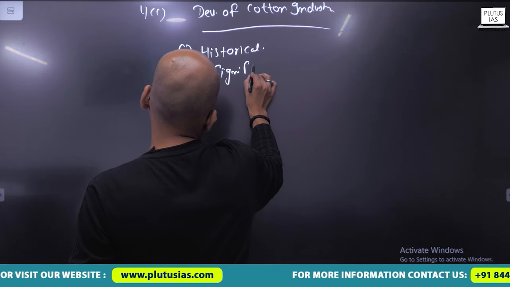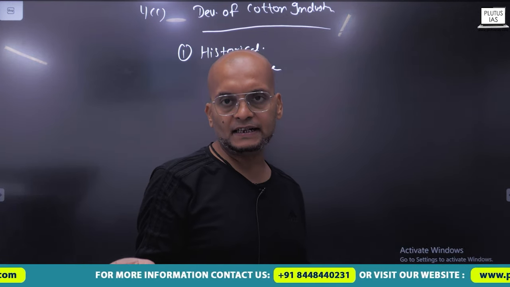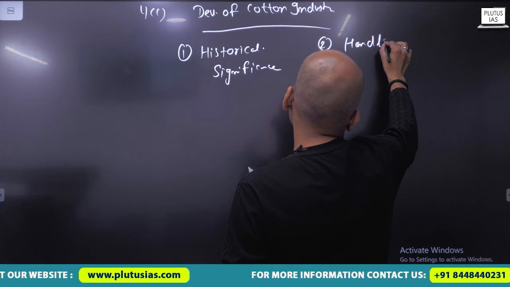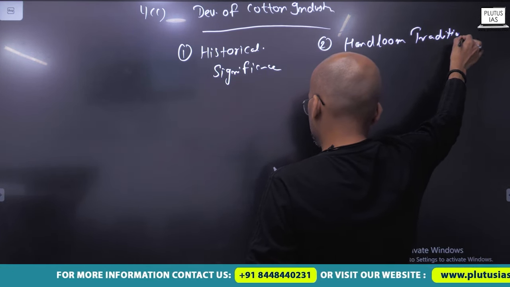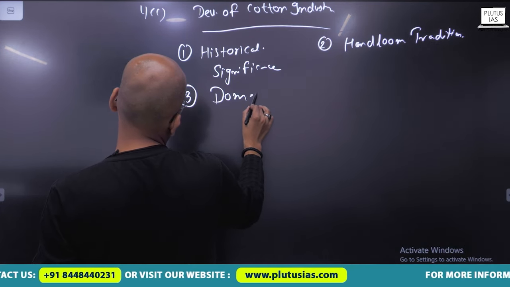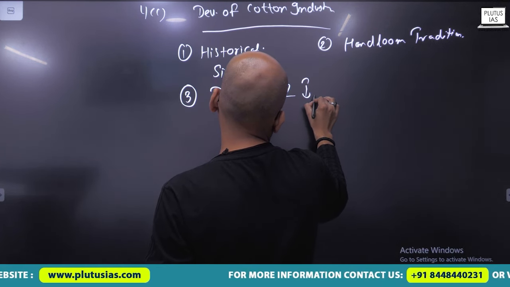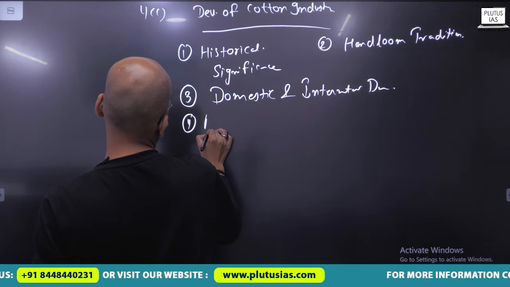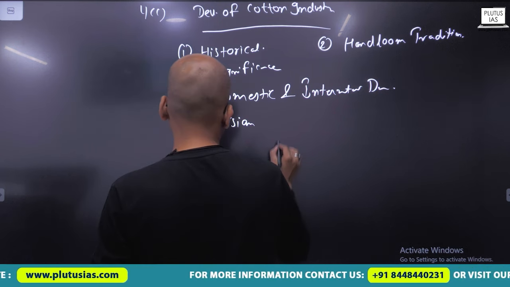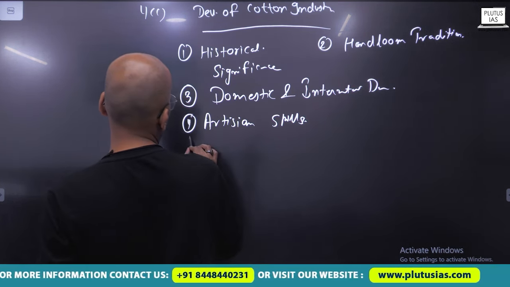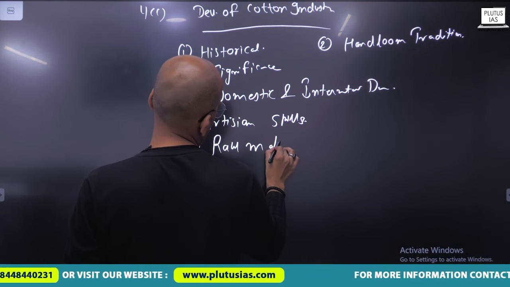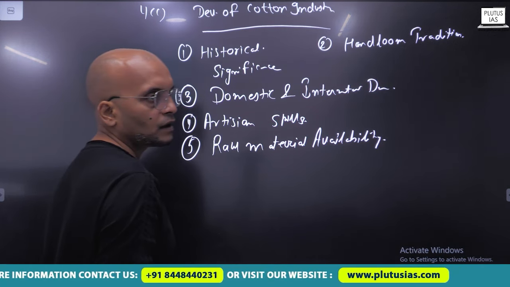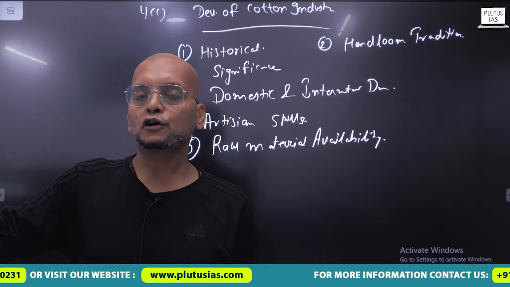Historical significance, here you can tell that in India, before Britishers even, there were certain handloom industries and also cotton industry had historical relevance. Second is handloom tradition. Third is domestic and international demand. Demand for cotton was present domestically as well as internationally. Then, artisan skills in India, they were also responsible for the development of cotton industries. Raw material was easily available. Fine guys. So these are the several aspects which led to the growth of cotton industries.